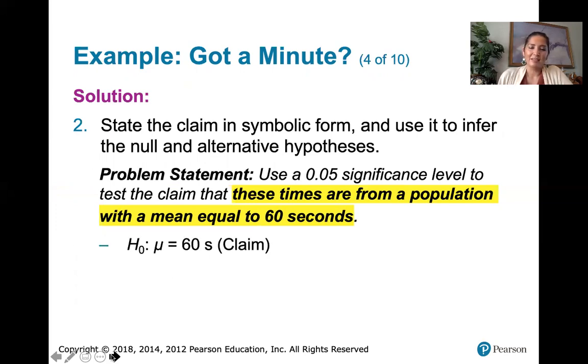That's our claim. Now, since it has an equal sign in it, that means it's the null hypothesis. If that is not true, then the mean would be not equal to 60 seconds. That's the alternative hypothesis.